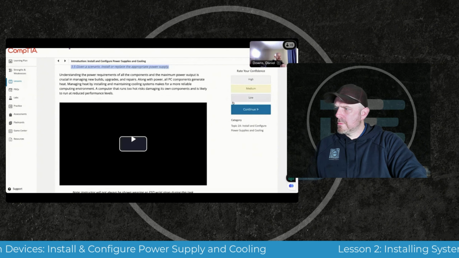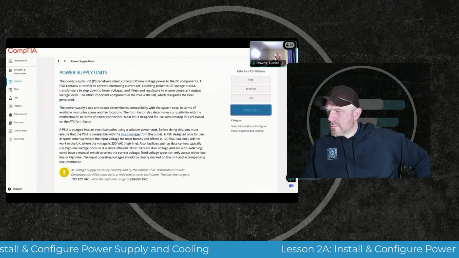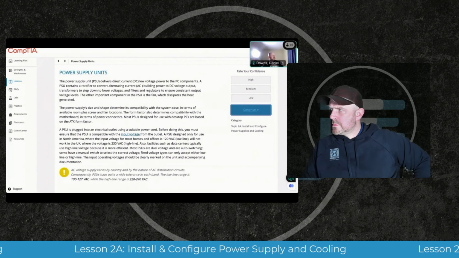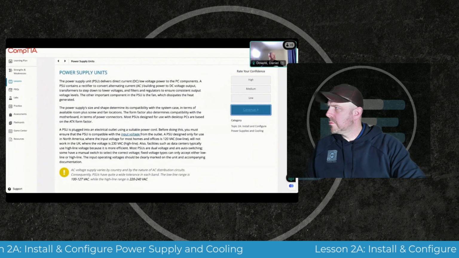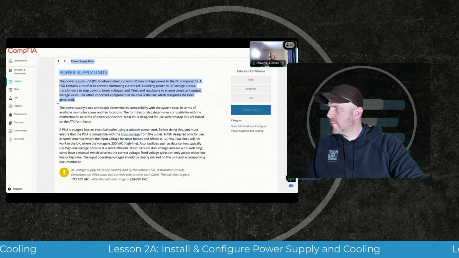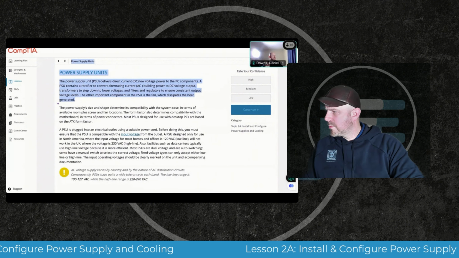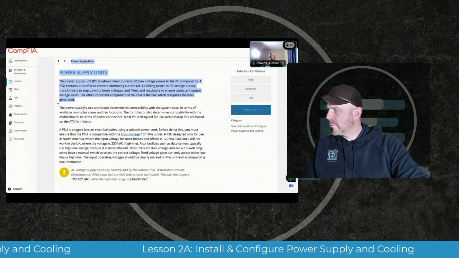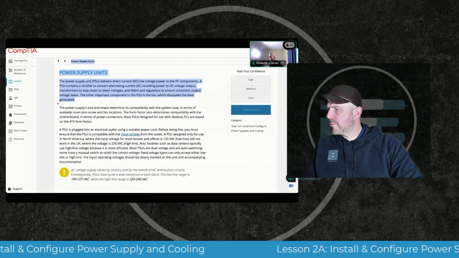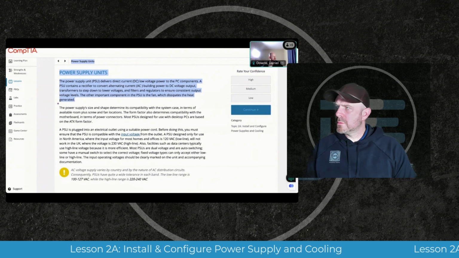And that's the ESD, but we're going to see that in just a minute. The power supply of a computer is usually the big fan located, installed off the motherboard or onto the side of the case. It delivers low voltage DC power to the PC. It contains a rectifier to convert the alternating AC power to DC voltage output, transformers to step down to lower voltages, and filters and regulators to ensure consistent output voltage. The other important component in the PSU is the fan, which dissipates the heat.